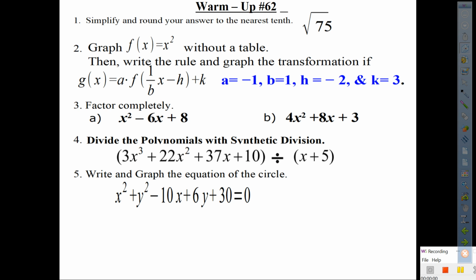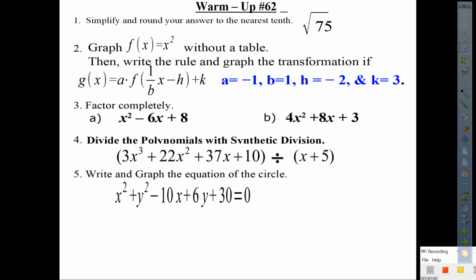So today's warm-up number 62 is on the screen. Number 1, simplify and round your answer to the nearest tenth: square root of 75. Number 2 is graph f of x equals x squared without a table. Then write the rule of the graph of the transformation g of x equals a f of 1 over b x minus h plus k, given the parameters a equals -1, b equals 1, h equals -2, and k equals 3.